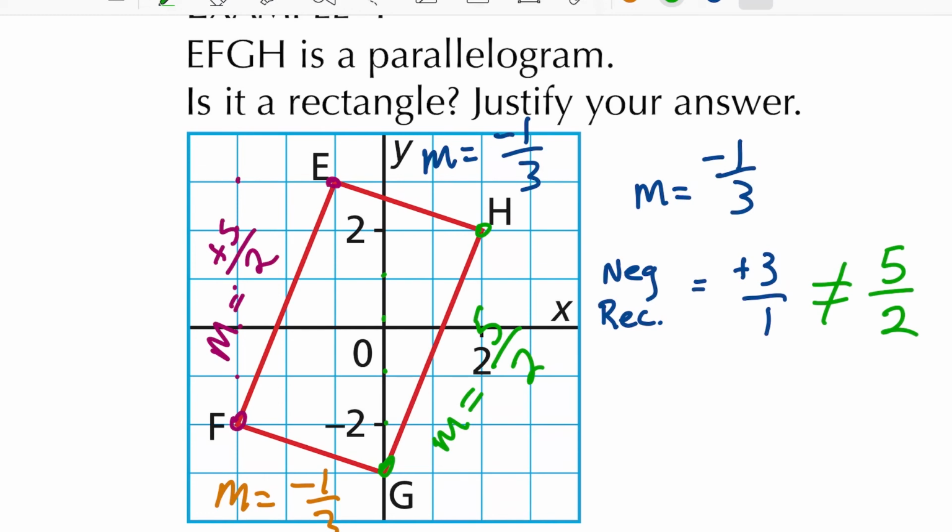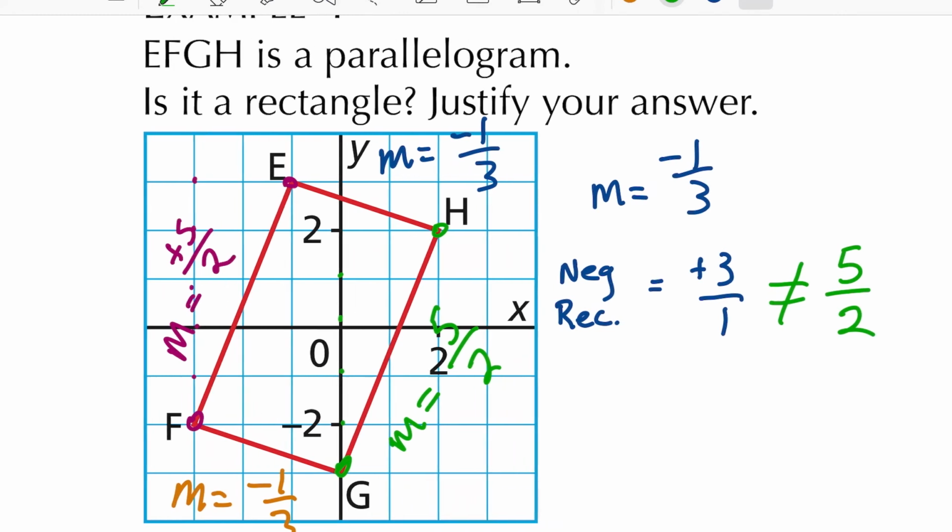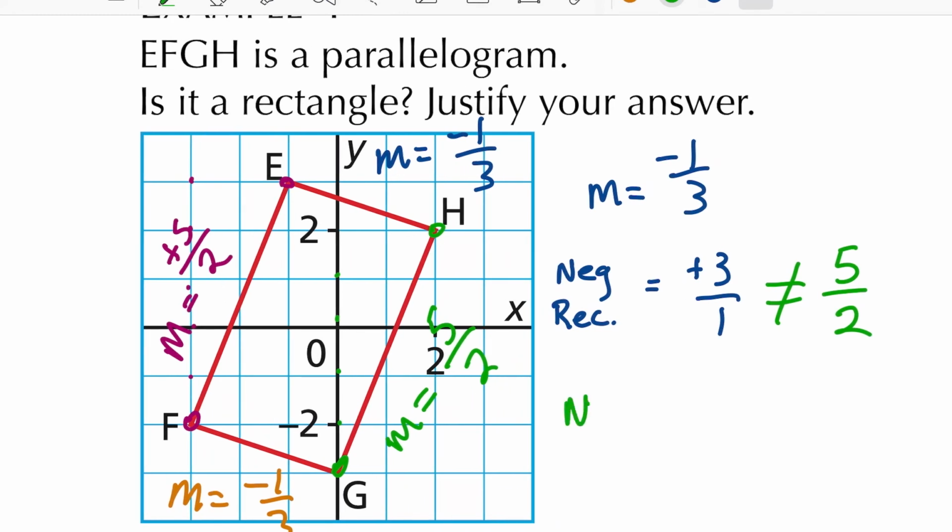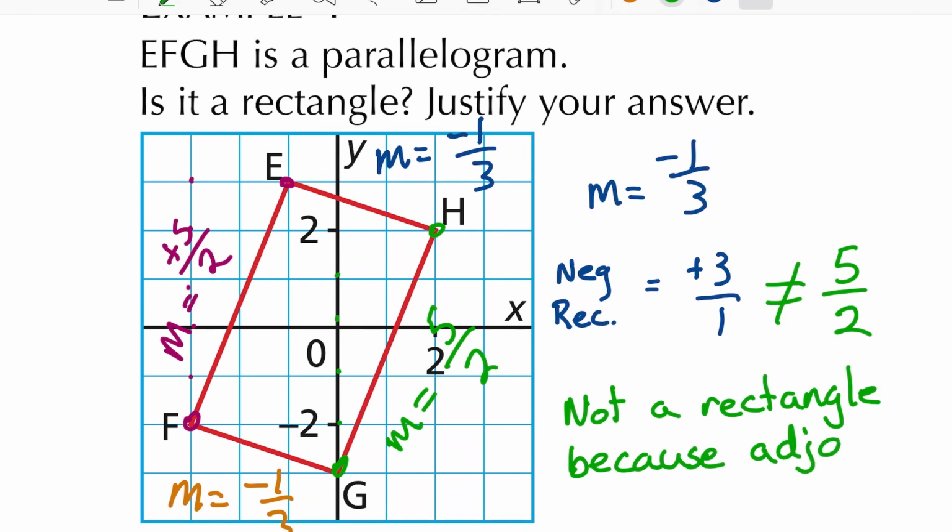So this is not a rectangle because the adjacent sides are not perpendicular. A rectangle needs adjacent sides that are perpendicular, and these are not.